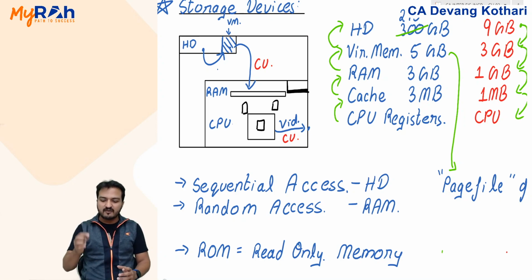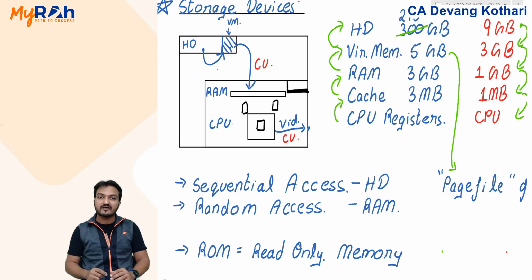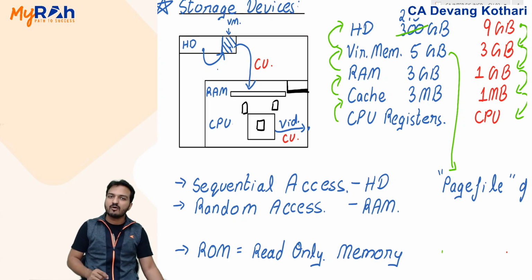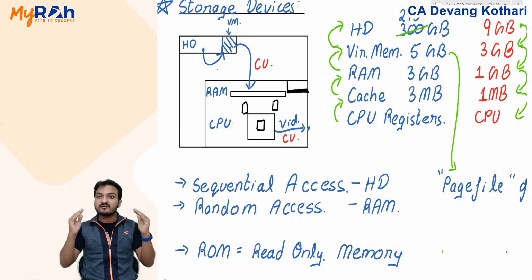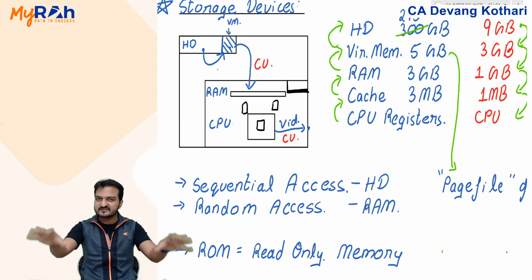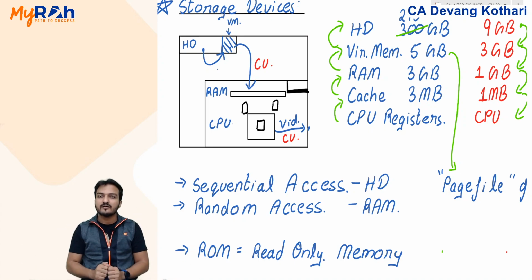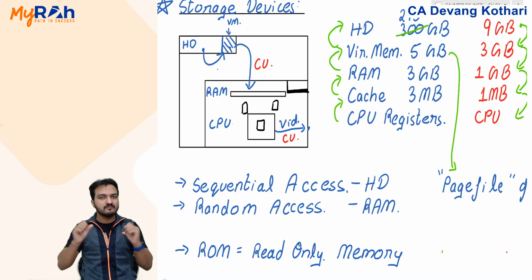I know that my pen is at this part of the table. I know that my water bottle is at the bottom of the table. So I know where things are on my table. I remember that so that I can access them from any part of the table easily. This was called random access.